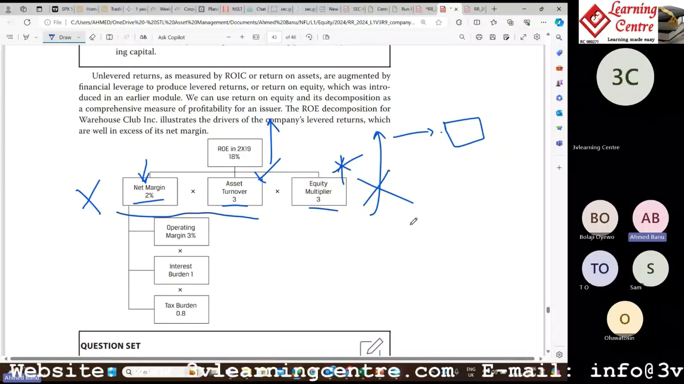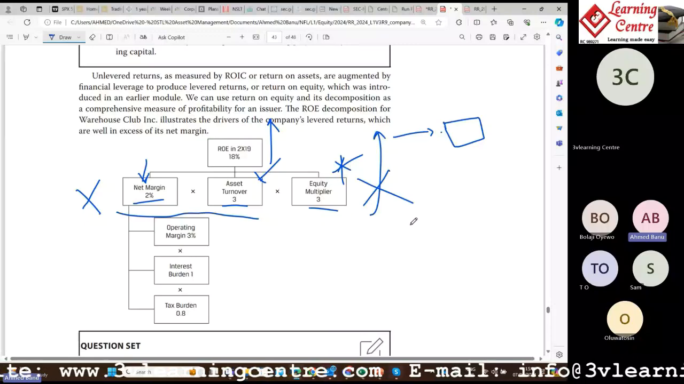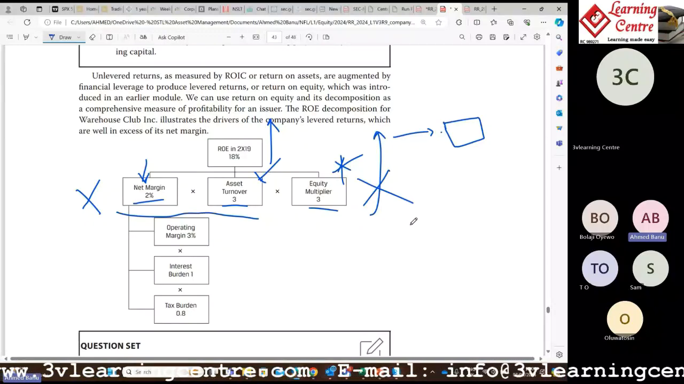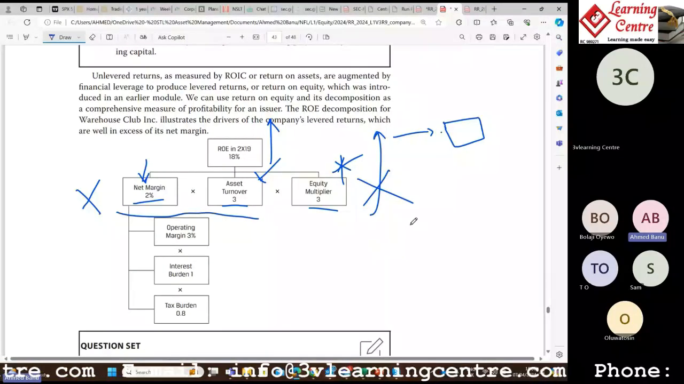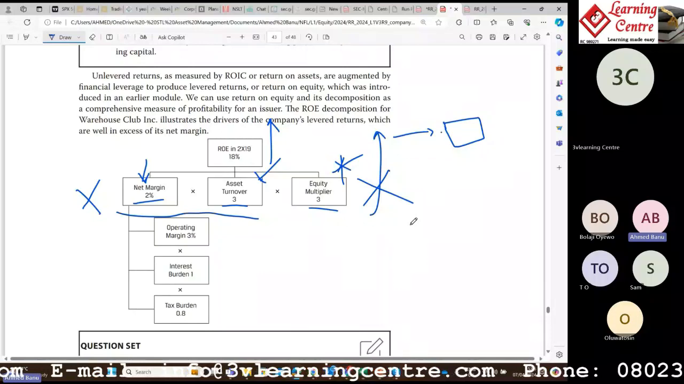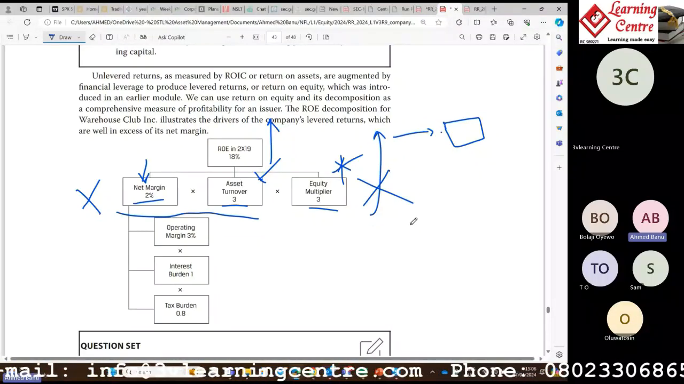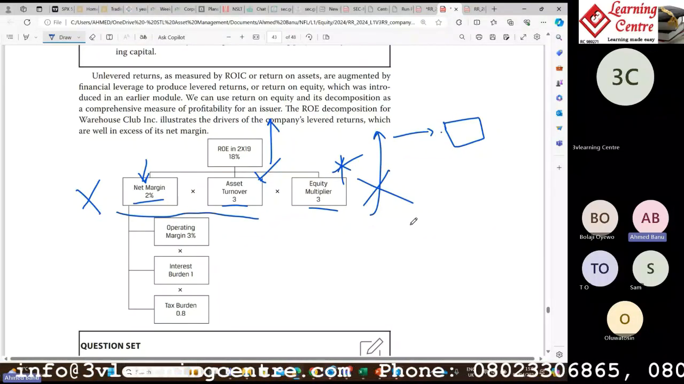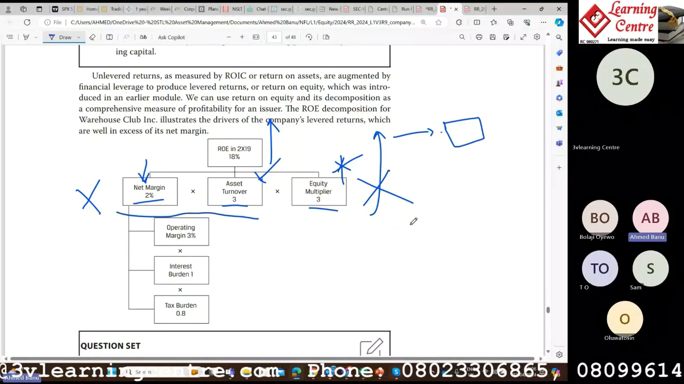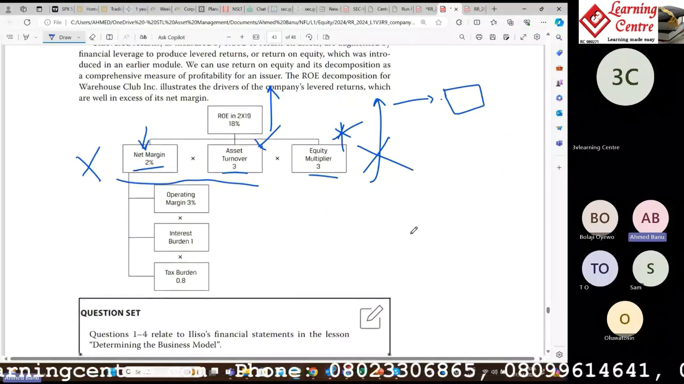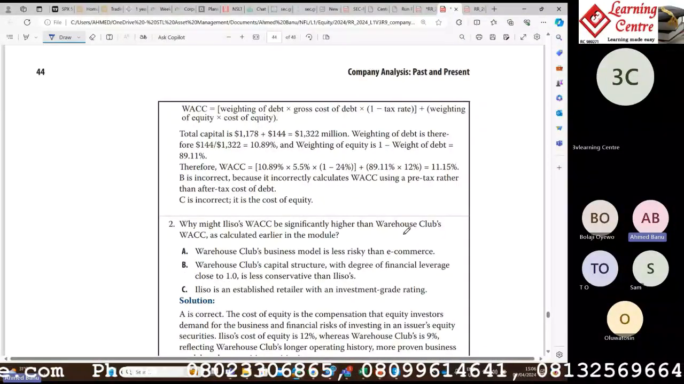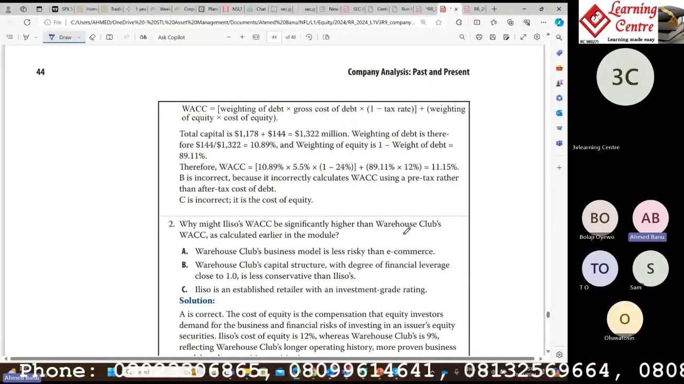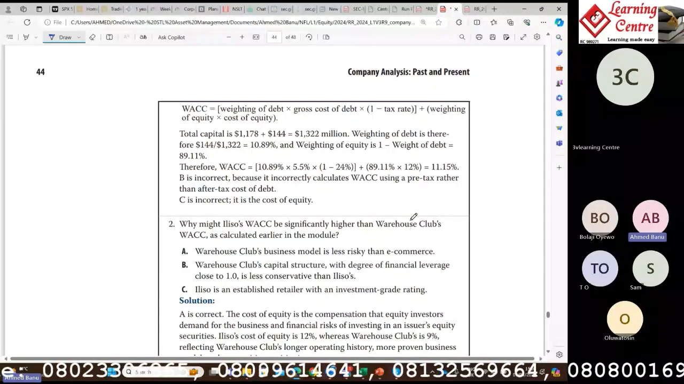So unlevered returns as measured by your ROIC or return on assets are augmented by financial leverage to produce levered returns, or return on equity, which was introduced in an earlier reading. Like I mentioned, DuPont analysis, you have done it in FRA. The majority of the things here are things that you have done in FRA. So anytime they are doing company present and past, just know that it's financial statement analysis that you are doing.